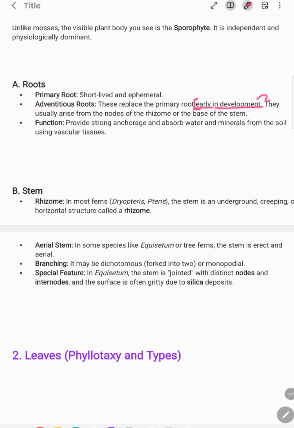During the early developmental process, they usually arise from the nodes of the rhizome or the base of the stem. Now these adventitious roots originate from the nodes of the rhizome, or from the base of the stem. There are two sources of this root formation.